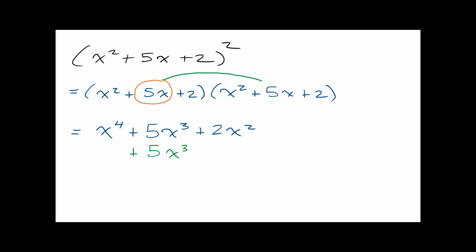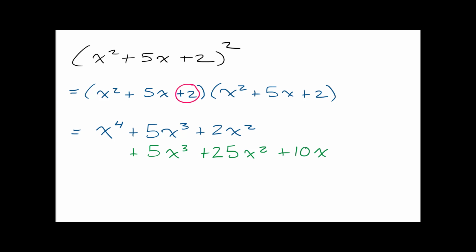Okay, let's go to the next one. When we go 5x times 5x, that would give me 25x squared. Let's write it under the other x squared term. And then 5x times 2 would give me plus 10x. So this kind of takes up a little less paper, and I'm not writing in one giant long line, and it's going to make it way easier at the end when I add my like terms.